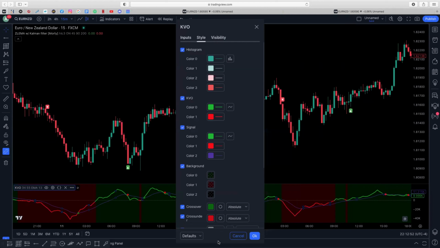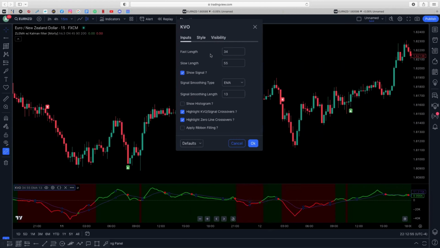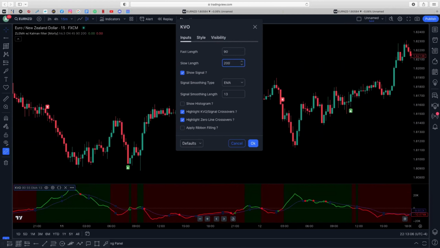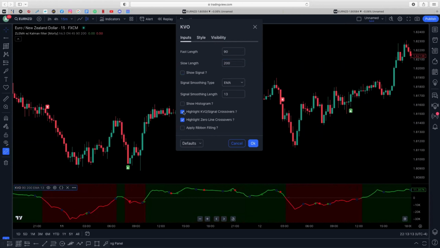Right click and go to settings. Go to input and for the length, you put 90. For the slow length, you have 200. I hope you're catching up. Signal, turn it off. Turn off the show histogram, make sure it's turned off. Highlight KO, KVO signal crossovers, turn it off as well. And you also turn off the highlight zero line crossover.